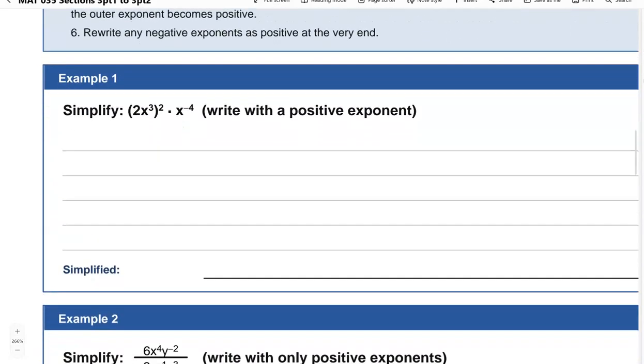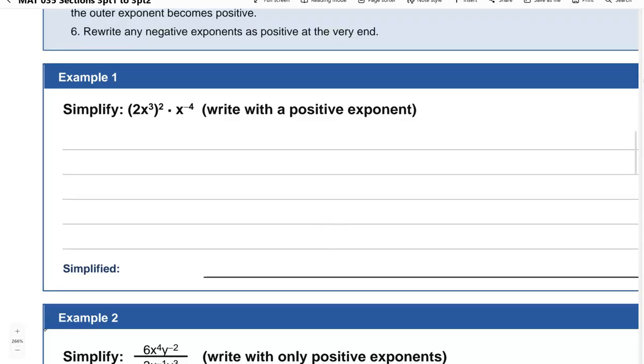All right, so let's make these a little bit more fun. Let's say we want to simplify 2x cubed, and that whole thing squared, times x to the negative 4. And we want to write our final answer with positive exponents. So I'm going to start with that first piece. I'm going to have 2 squared times x cubed squared. So I distributed that squared to both of those terms. And that's going to be multiplied by x to the negative 4.